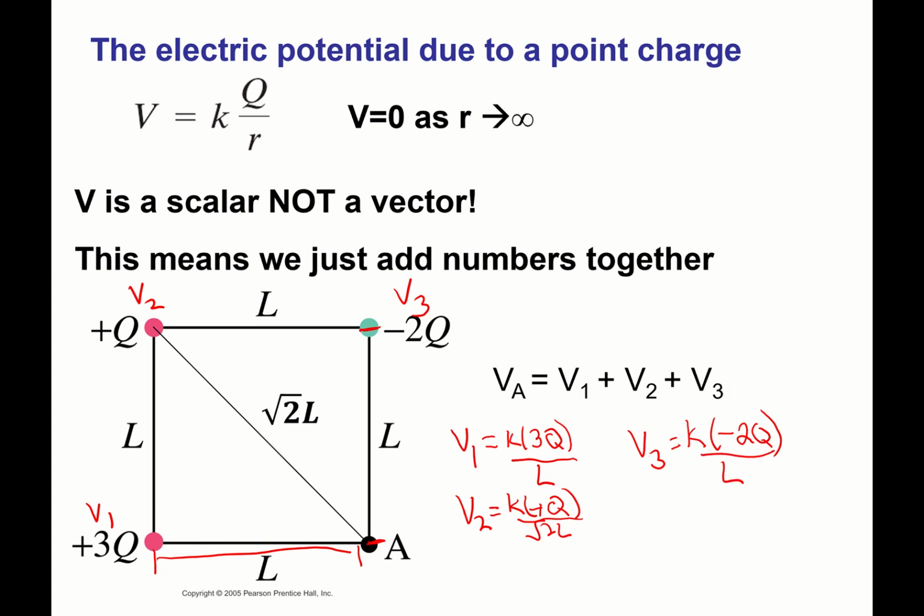So if I'm given numbers for the charges and the length, I can put in the numbers and calculate a number for V1, V2, and V3. And note V1 and V2 are going to be positive, V3 is going to be negative. Add them all together, and I can get the total potential at point A.